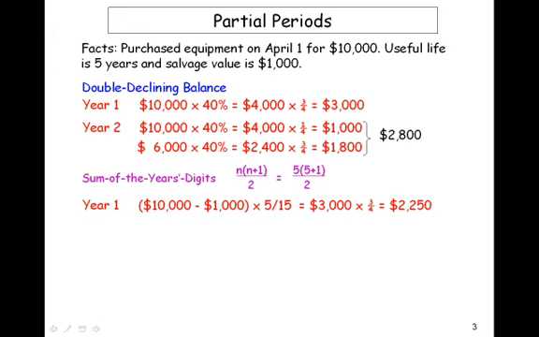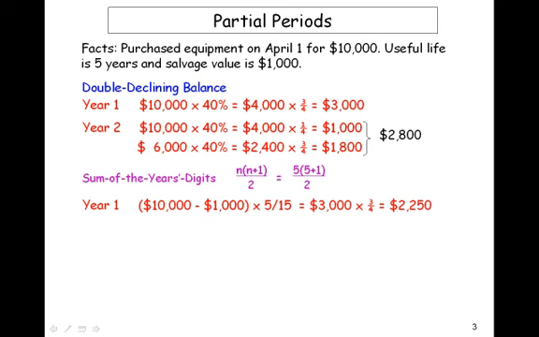We begin with a fraction in which the numerator is the remaining useful life at the beginning of the year, and the denominator is the sum of the years. We also do the 3/4 and 1/4 split. Notice that we subtract the $1,000 salvage value from the $10,000 cost.